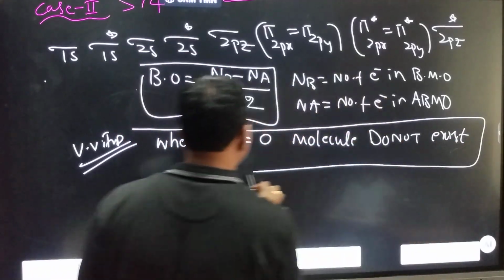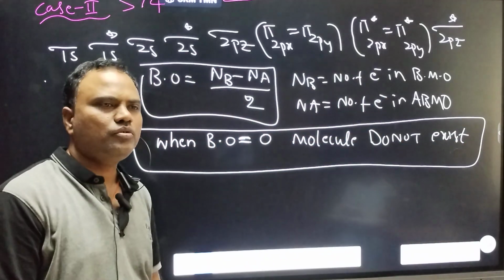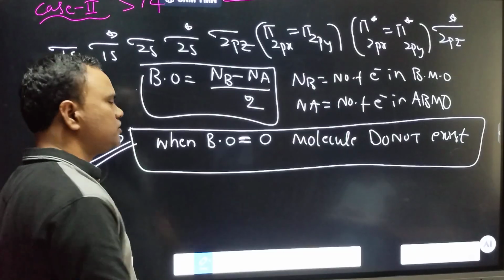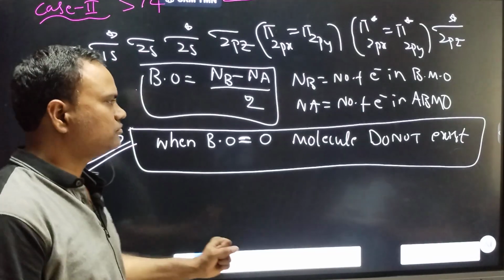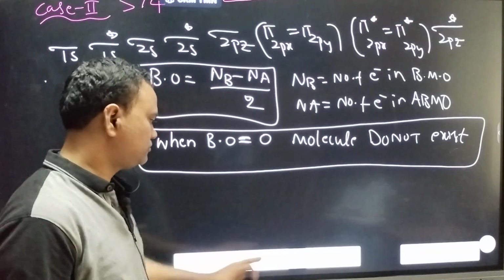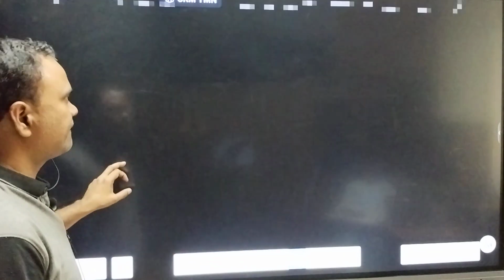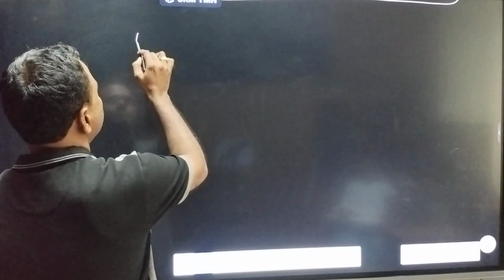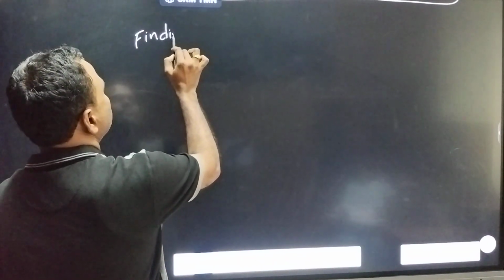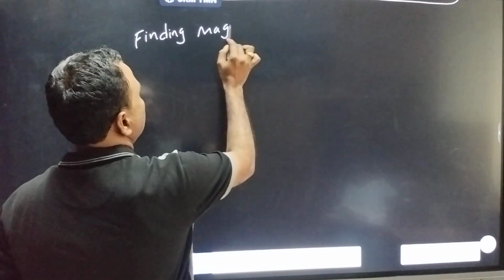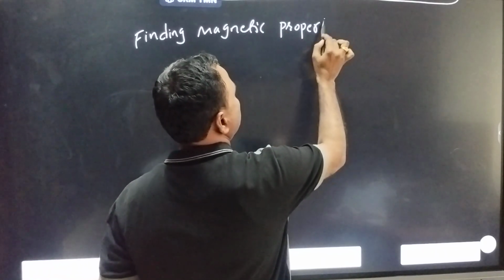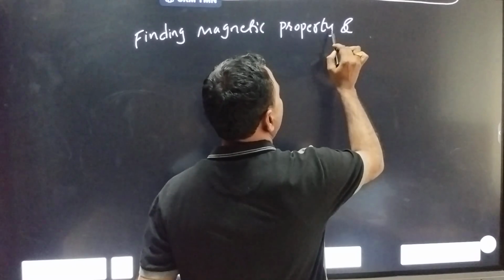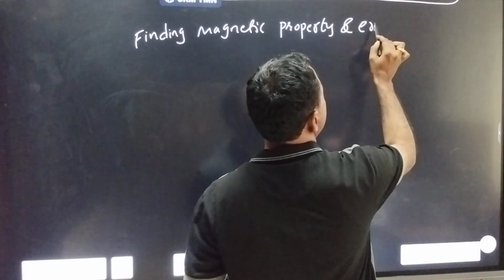When bond order is equal to 0, the molecule does not exist. Finding magnetic property and existence.